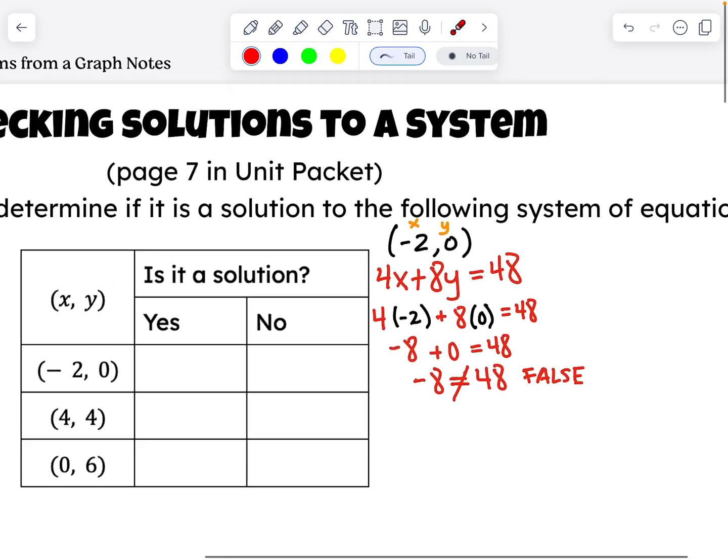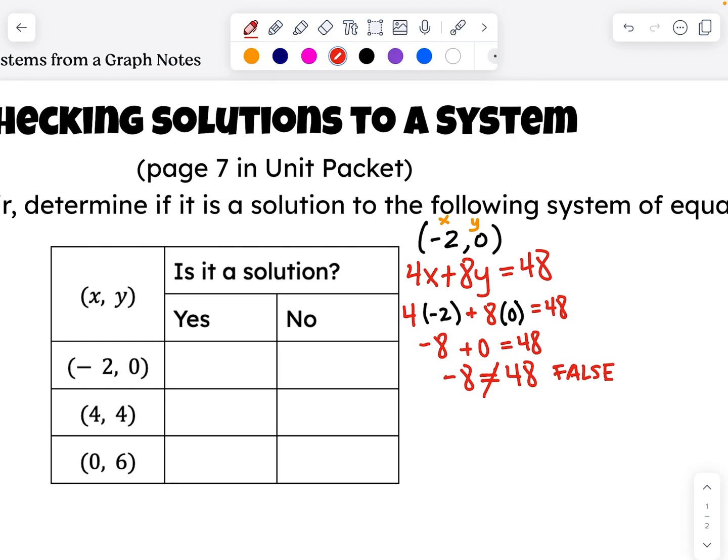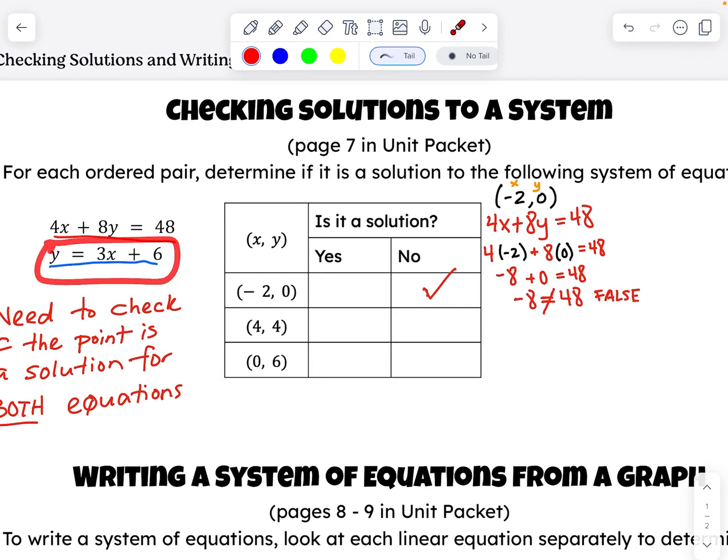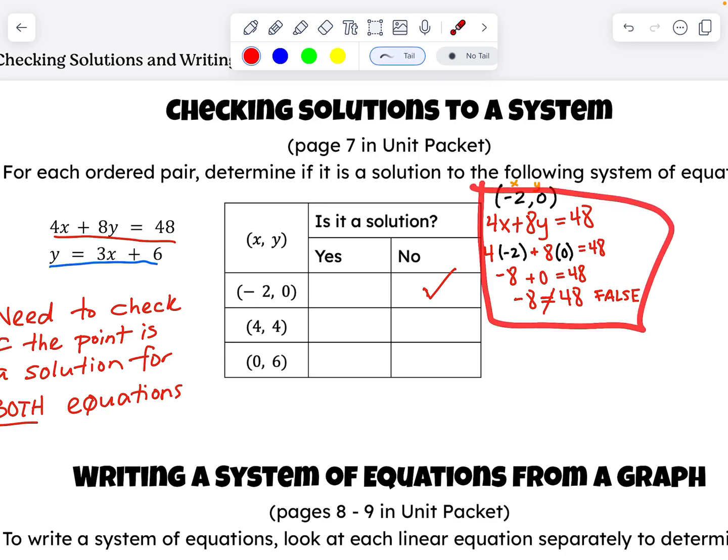So for this one, we can go ahead and say no. -2, 0 is not going to be a solution to this system of equations. And I don't even have to go check the other one, because once I got a false statement on this one, it's not going to work. I need both to be true in order to be able to say that yes. So in this case, we have no. -2, 0 is a no.